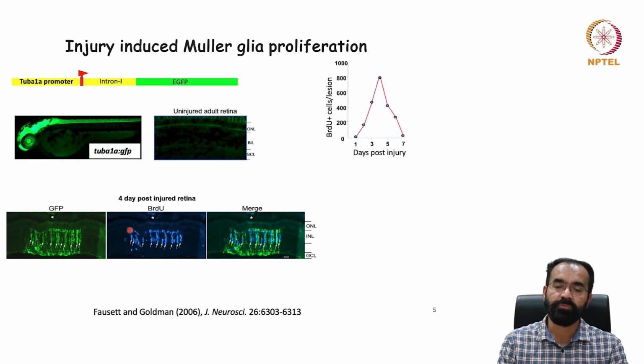Why is 4 days so special? Because in a needle poke injury, you can see the maximum proliferation happens at 4 days, roughly around here. And by around 7 days, the proliferation is reduced to a bare minimum. So this is what you should keep in mind.